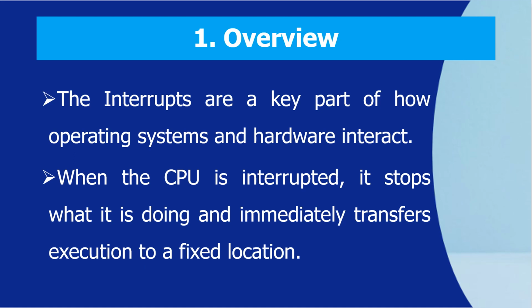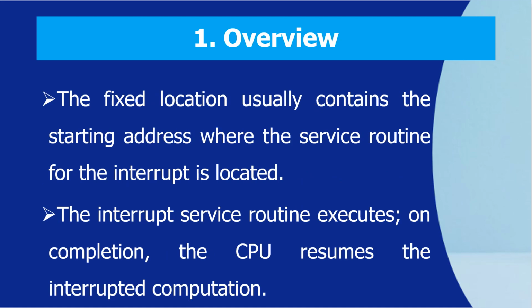Interrupts are a key part of how the operating system and hardware interact. When the CPU is interrupted, it stops what it is doing and immediately transfers its execution to a fixed location. What does this fixed location contain? It contains the starting address where the service routine for the interrupt is located. Once the service routine executes to completion, the CPU resumes the interrupted computation.